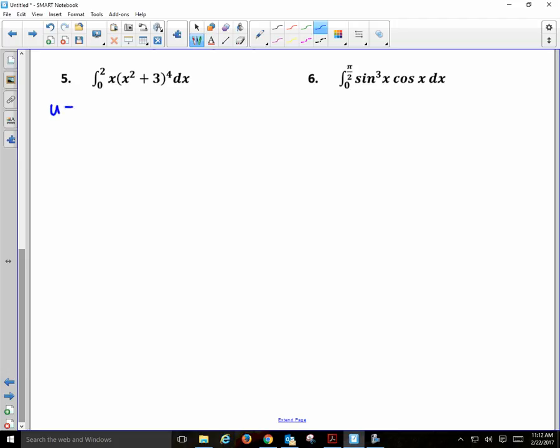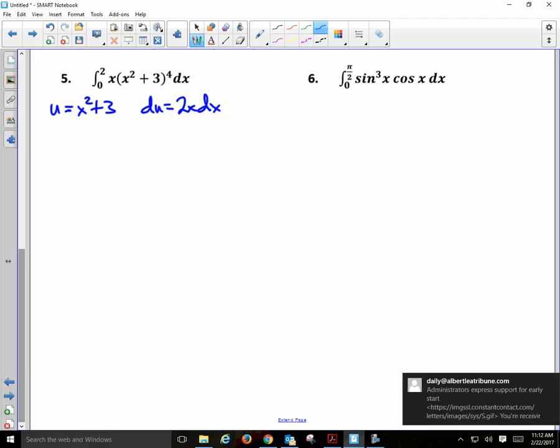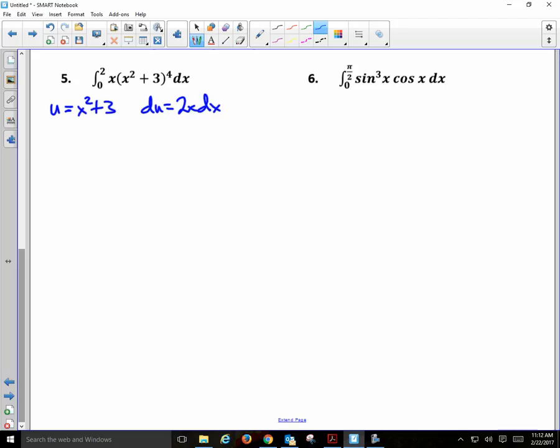I have u is equal to what? x squared plus 3. So du is 2x dx. All right? So I have an x there. Life looks good. I'm very happy. This doesn't look like a double substitution problem. 1/2 du is equal to x dx. And so I got 1/2 my integral du. And I can get rid of then the x and the dx. Those are my substitution pieces.